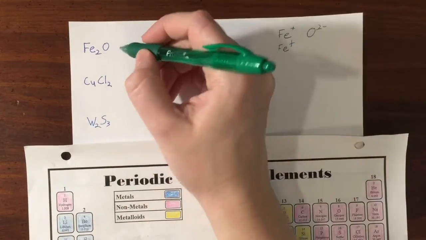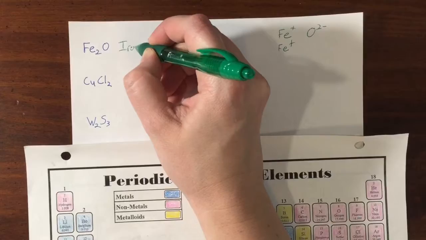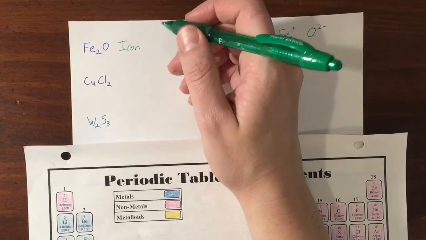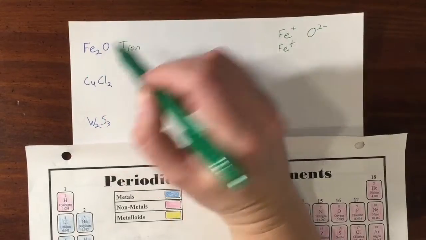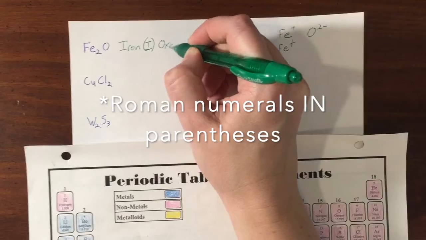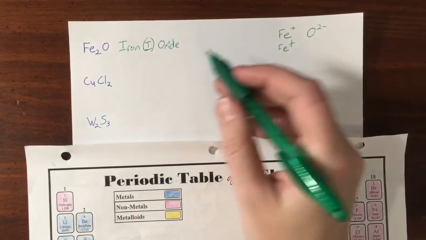The way I would write that is I would write iron. I need to specify which iron I'm using. So I'm going to put Roman numerals in parentheses, and that will tell me the charge of my iron. So iron (I) oxide, because again it's oxygen, so we change the ending to "ide."